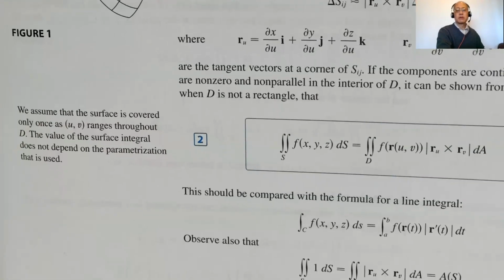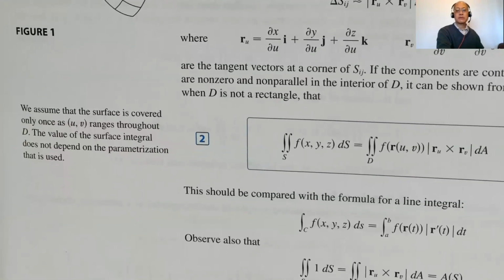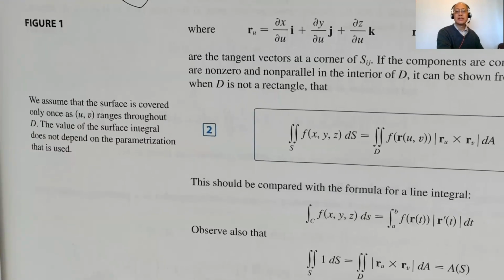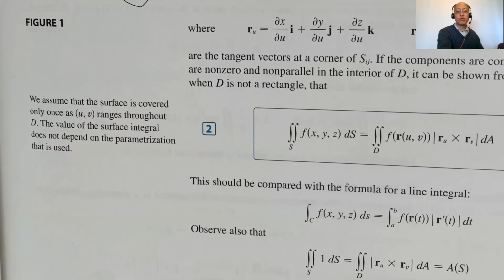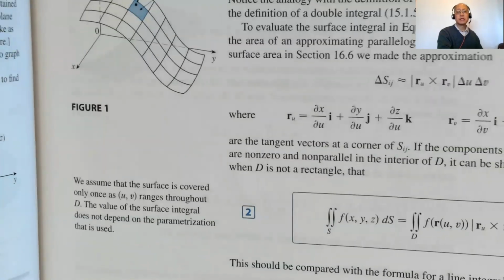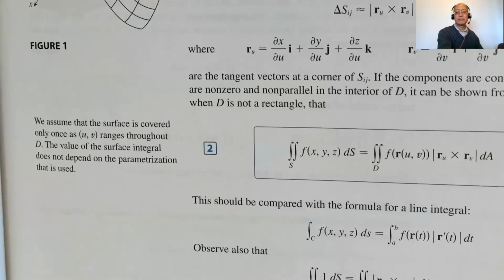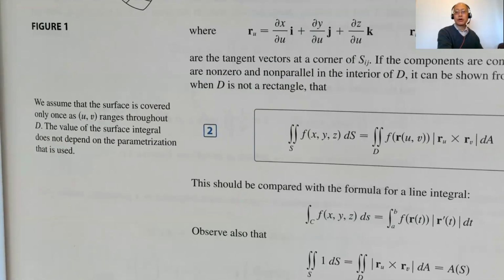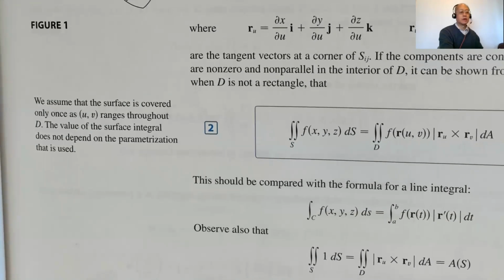Double integral of a region S of f of x, y, z dS is double integral along the region D. Now D is in the XY plane. S is a surface in space. If you project down to the XY plane, you have f of r of u, v times the magnitude of r_u cross r_v dA. Okay, so that's one possible formula that we have.